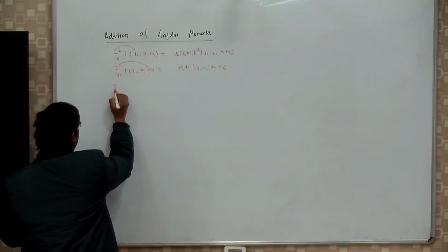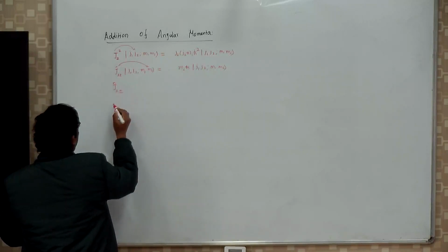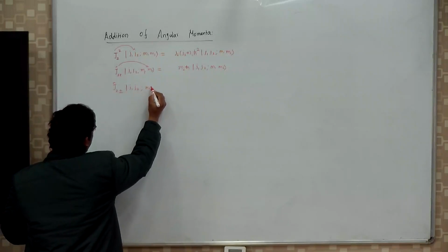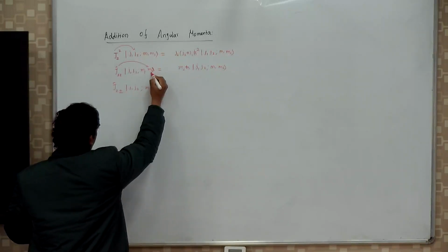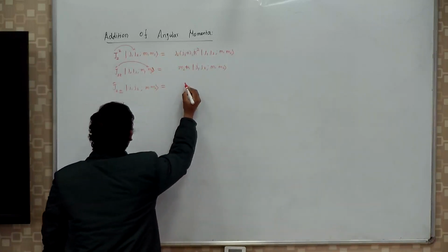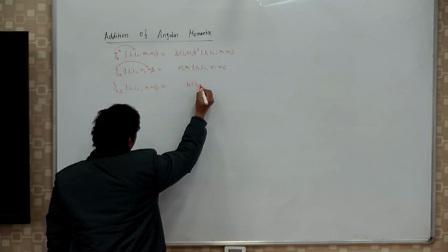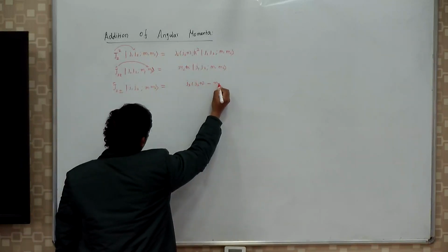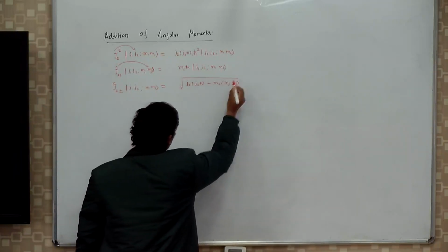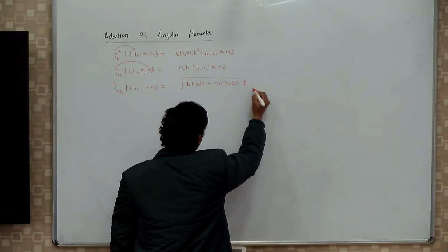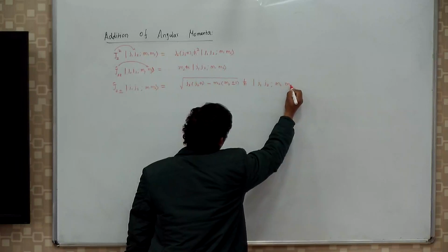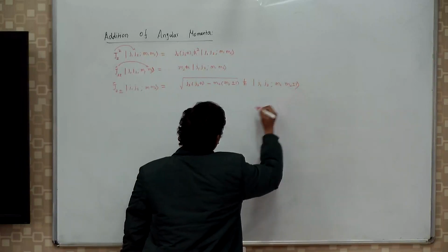Suppose the raising operator, a non-Hermitian operator, acts on a combined state vector. We will get the eigenvalue with the square root of J2 of J2 plus 1 minus M2 of M2 plus minus 1, times h cross, then |J1, J2, M1, M2 plus minus 1>.